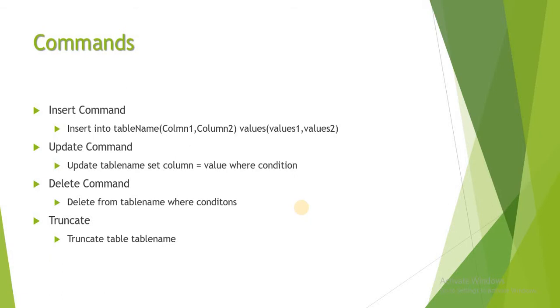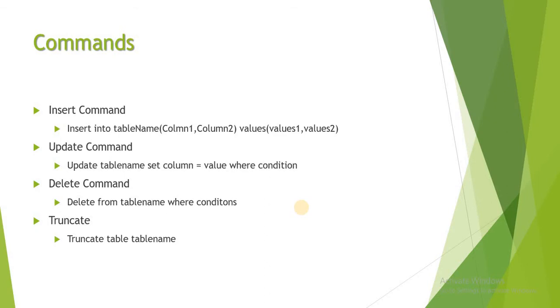The insert command is used to insert data into a table. The update command is used to update a present row in a table. The delete command is used to delete a particular row in a table. Suppose I want to delete id 1, id 3 or a name present in a table, I can use the delete command to delete a particular row. And truncate is the command to delete all rows present in a table.